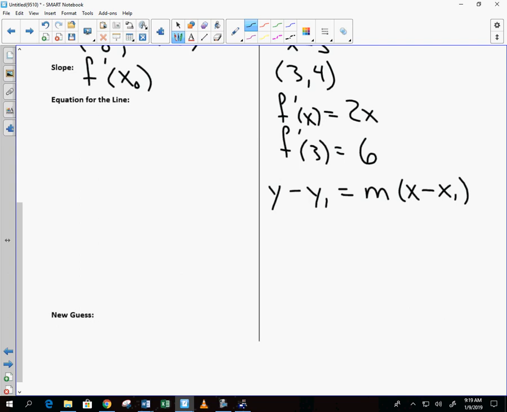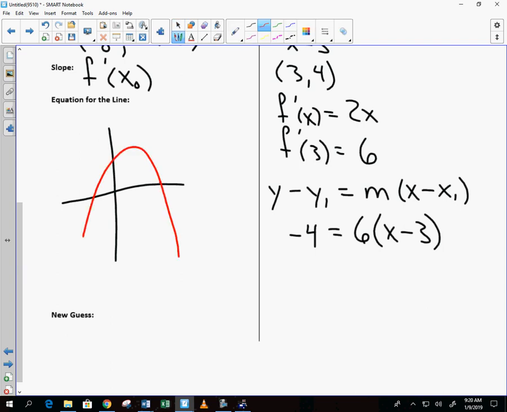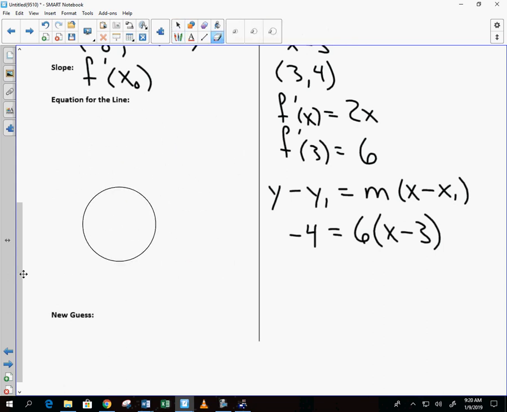Now, the cool thing here is we're looking for the x-intercept. When something has an x-intercept, we already know one of the values. What value do you know if you have an x-intercept? The y value is 0. So therefore, we have 0 minus y1. So negative 4 equals 6 times x minus 3. So if you have a graph, and you know that a function crosses the x-axis right here, you know you have some x value, but the y value is going to be 0.